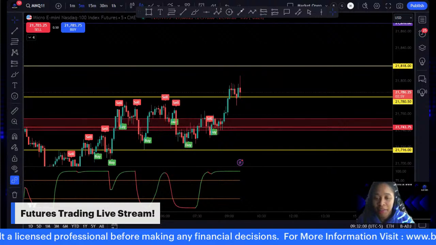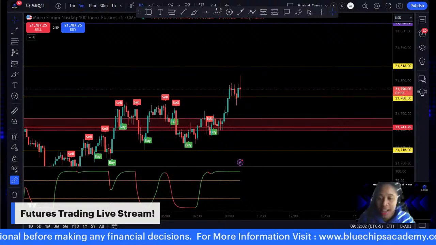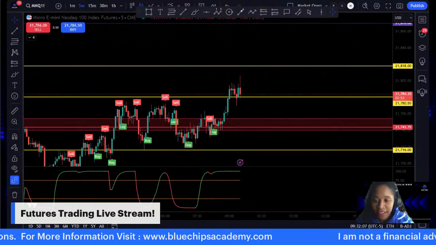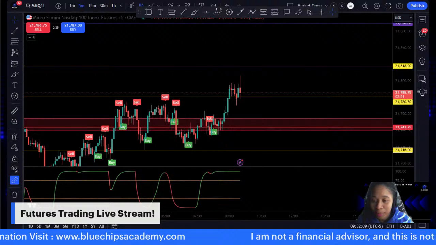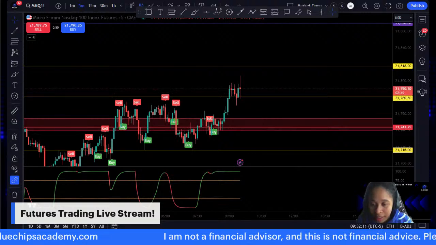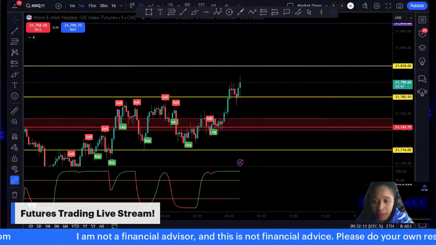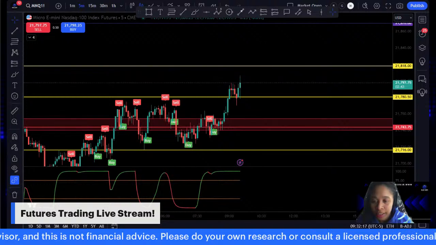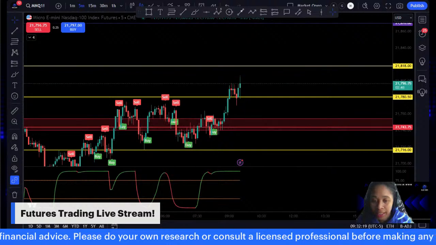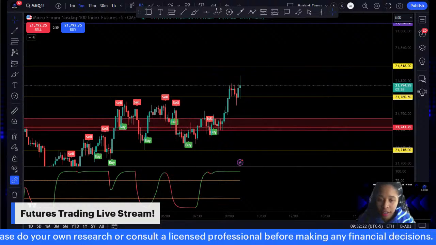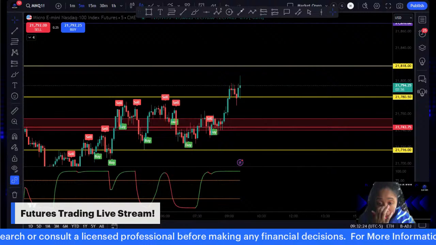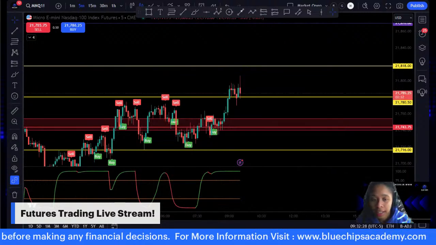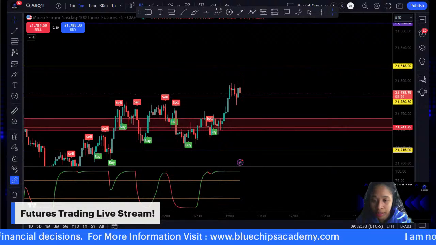3 minutes left. All right. Oh man, the sellers are trying to block the buying. Let's see how we close out. Nice push. Remember, we're waiting for price to break that 21,818 level. If it breaks that level, then I'm going to get into a buy.